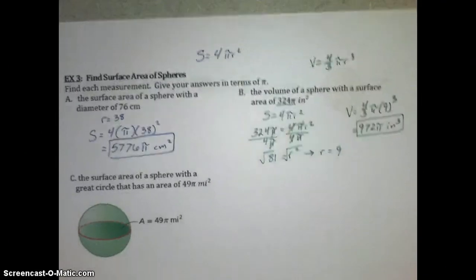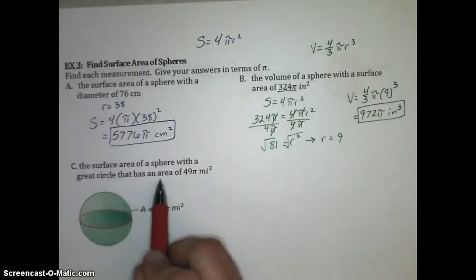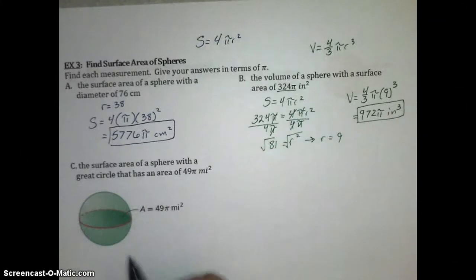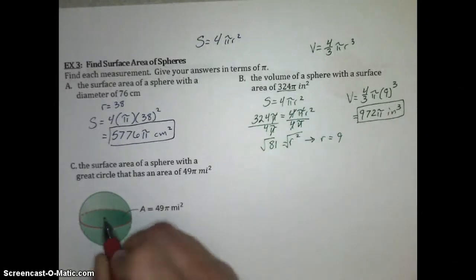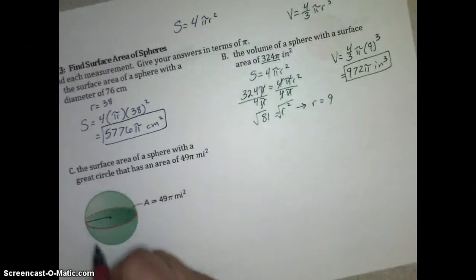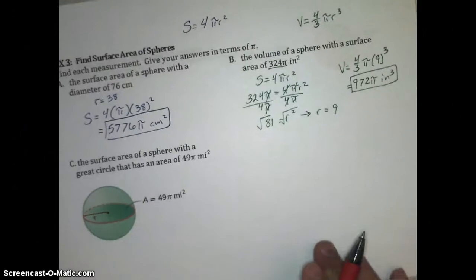All right, so let's take a look at part C. We are to find the surface area of a sphere where we are given a great circle that has an area of 49 pi. Well, if this great circle has an area of 49 pi, we also need to recognize the great circle has the same radius as the sphere. So if I can solve this for my radius of my great circle, I can use that radius to find the surface area of a sphere.